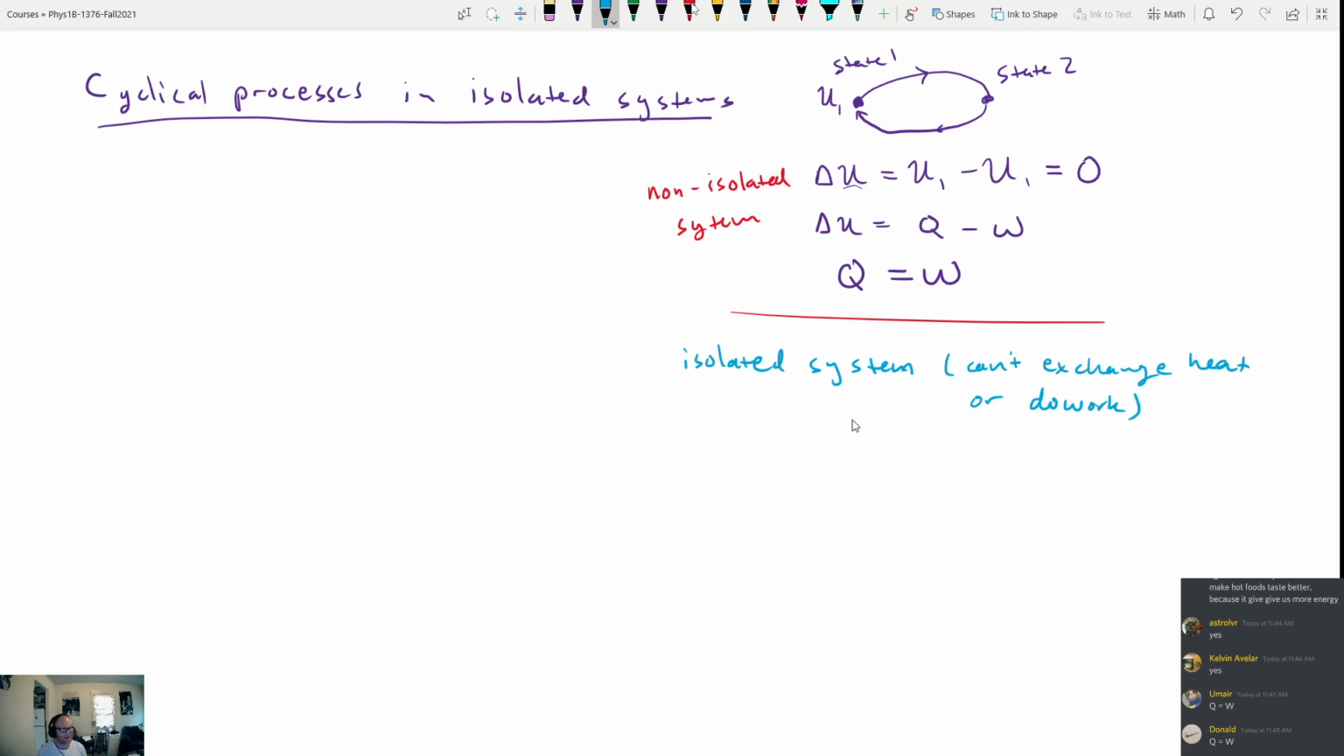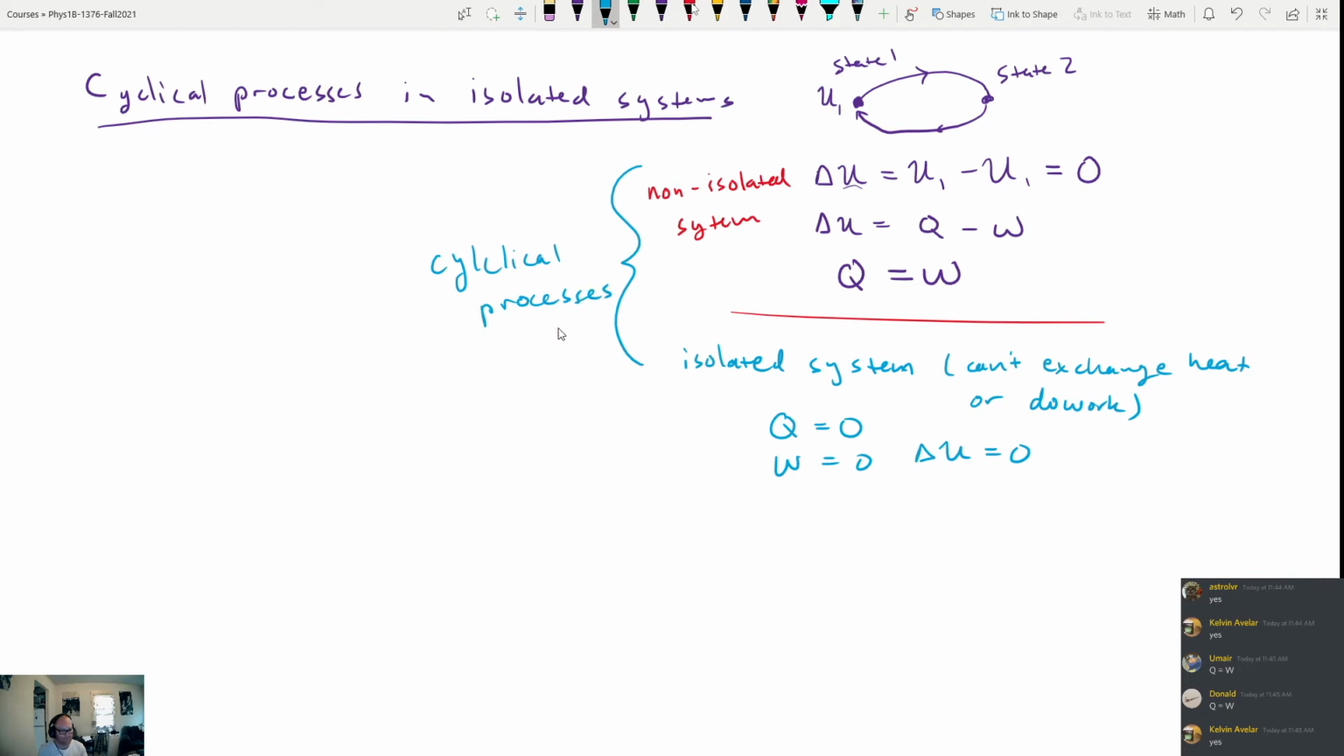So in an isolated system, if it can't exchange heat, then Q has to be equal to 0. And if it can't do work, W has to be equal to 0. So everything is equal to 0 for the isolated system. Change in internal energy. Again, in both cases, we're talking about cyclical processes, specifically. All right.